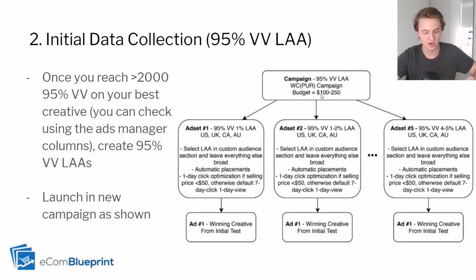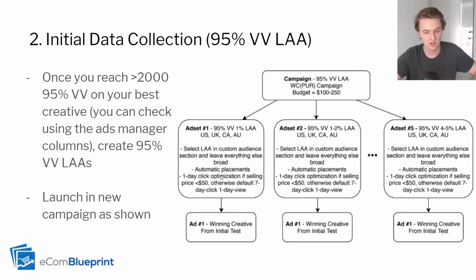The budget is $100 to $250. This depends on how much budget you have. That's what I'd recommend, $100 to $250. So you have 5 ad sets in here. Each ad set is just selecting that one lookalike audience in custom audience, and then you just leave everything else broad, right? So for the 95% video viewers 1% ad set, you just select that lookalike audience in the custom audience section, and then you leave everything else broad.